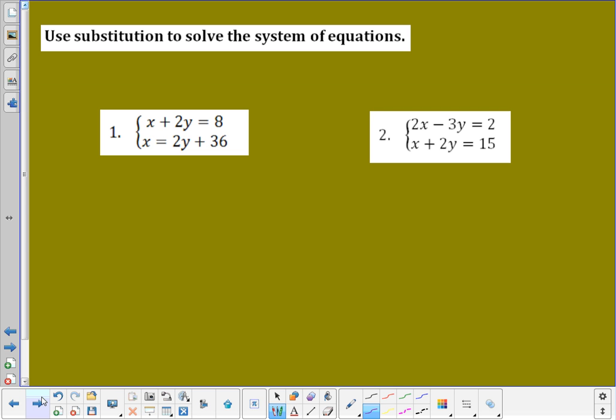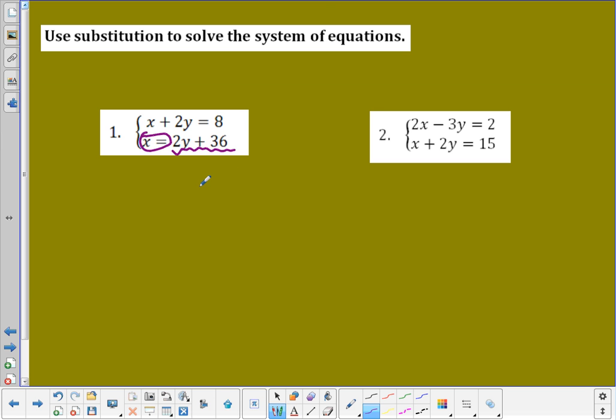Okay, so let's take a look at number 1. In number 1, I have the system x plus 2y is equal to 8, and x equals 2y plus 36. Now, when we were solving by elimination, we would want to make sure that our x's, y's, equal signs and constants are lined up. In this case, our equal signs aren't lined up. So what I want to recognize is the fact that in this second equation, I've got this x equals. Okay, I have a variable by itself equal to this whole expression.